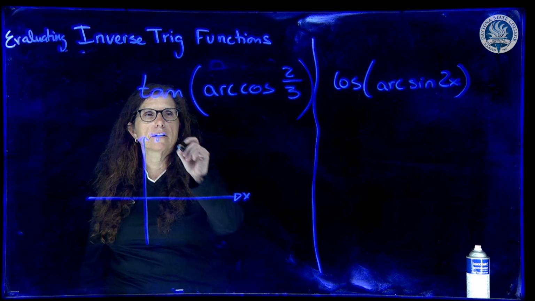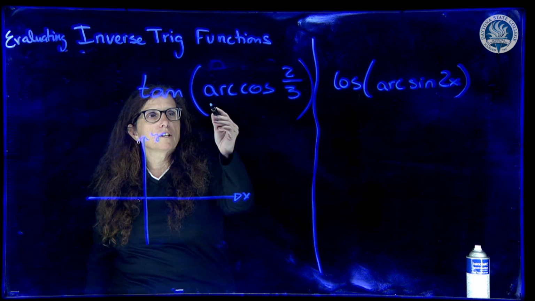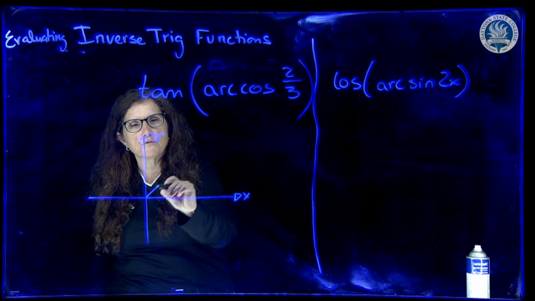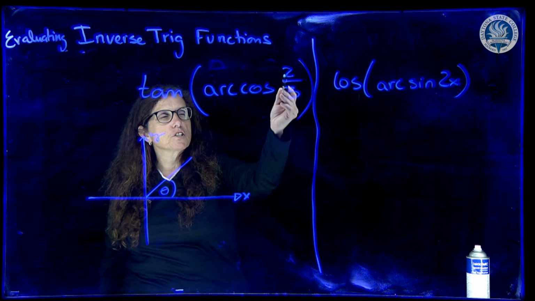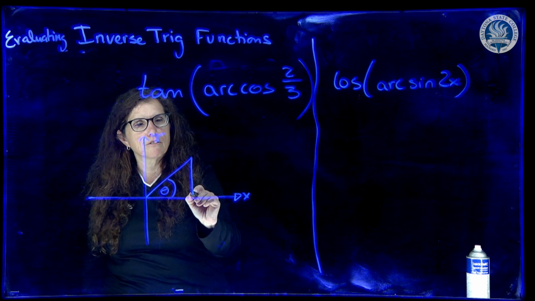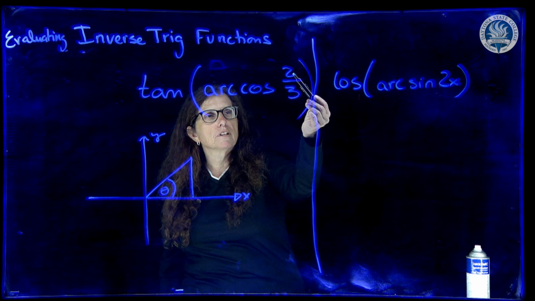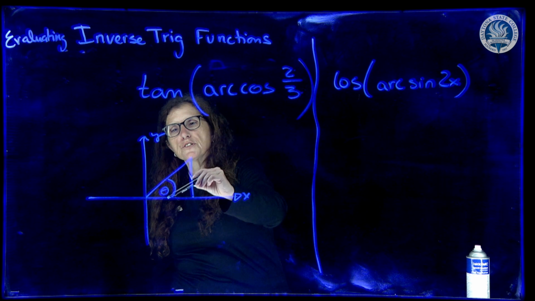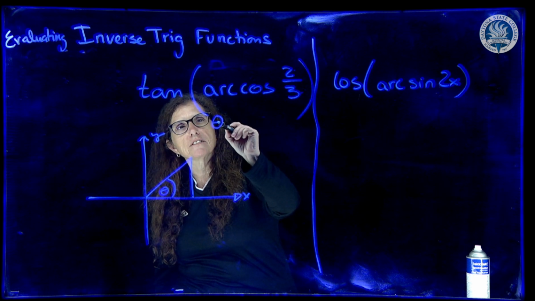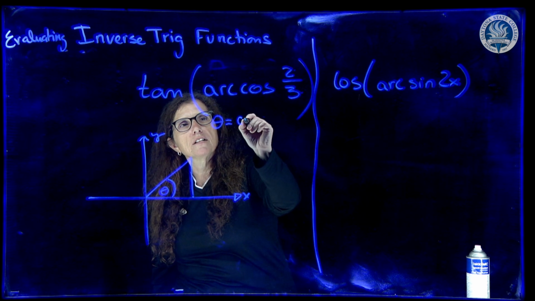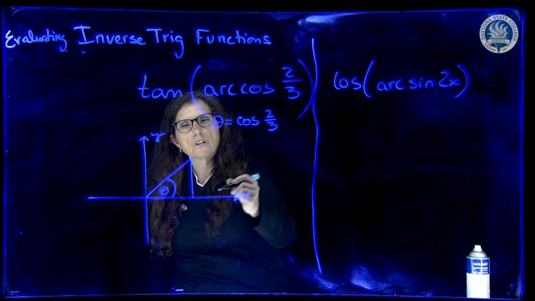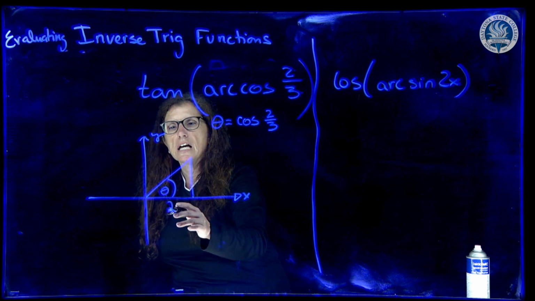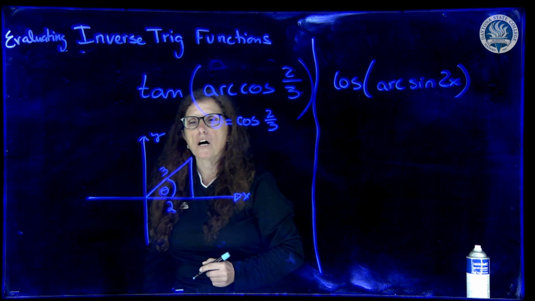Here's x, here's y. Now, what does the inverse cosine mean again? Well, for which angle is the cosine 2/3? So now we need our right triangle, and remember the definition for cosine is adjacent over hypotenuse. So the angle theta equals the inverse cosine of 2/3. Now I'm labeling my right triangle: 2 is the adjacent side, and 3, of course, is my hypotenuse.